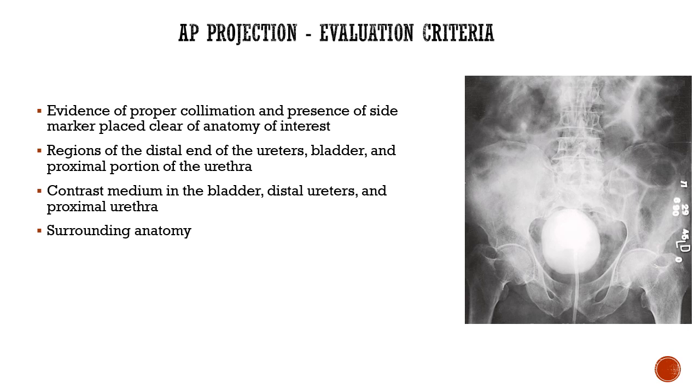So in this image, we're going to be looking at the regions of the distal end of the ureters, the bladder, and the proximal portion of the urethra. There should be contrast medium in the bladder, the distal ureters, and the proximal urethra, and we should be looking at surrounding anatomy.